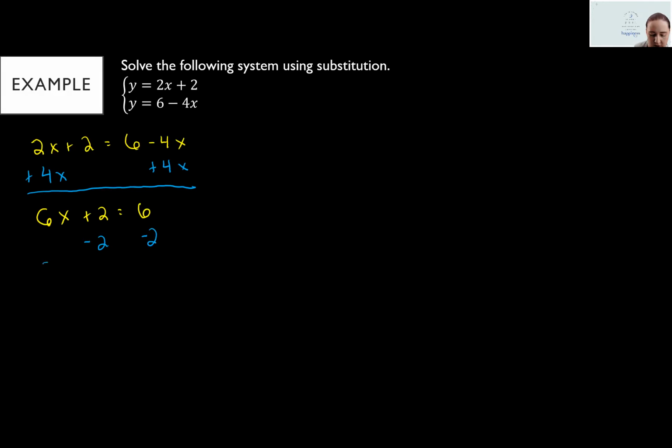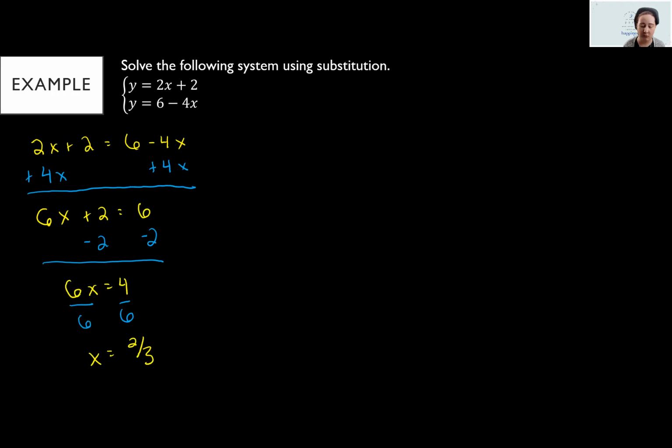Then I need to subtract 2. And we get 6x equals 4. And then we divide both sides by 6. So we get 4/6, but that's a fraction that can reduce to 2/3. So we get x is equal to 2/3. So we've got one answer here, but this is half of the solution because we need to find y.